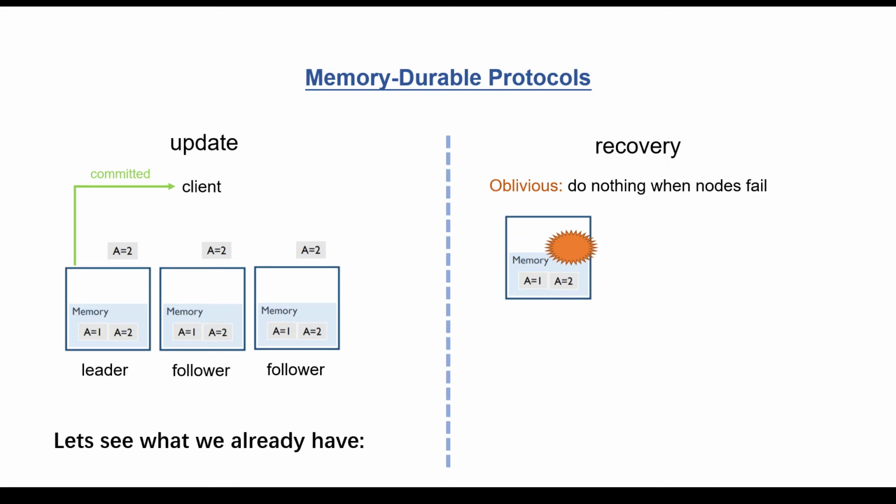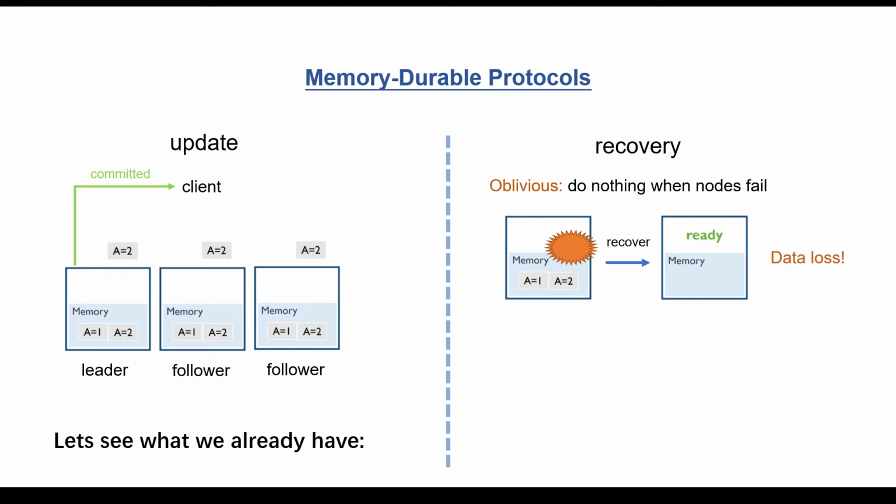For the other mode, memory durable protocols, you can see the update procedure is quite similar. But this time the procedure is simpler. Every node just needs to buffer the data in memory. But for recovery, there are two different approaches. For the oblivious approach, the system will do nothing when nodes fail. After nodes recover from a crash, they will directly lose the data and go back to work.